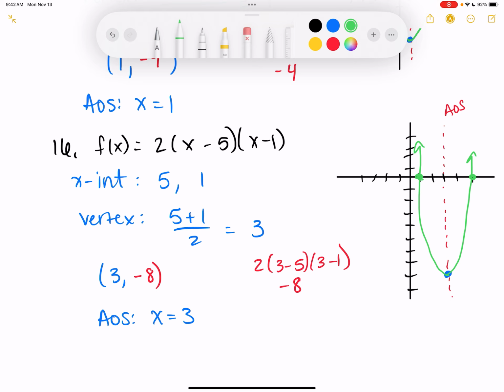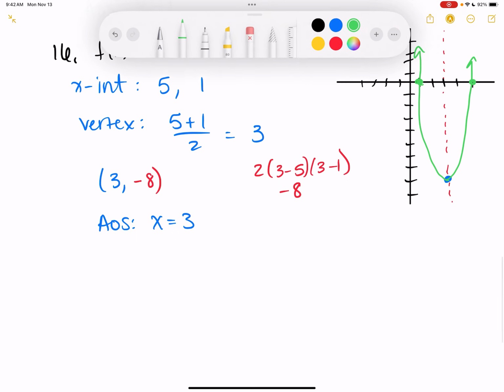All right, any questions about either of these forms? We're good. Okay. Next thing is write the quadratic function in standard form. So basically, FOIL.